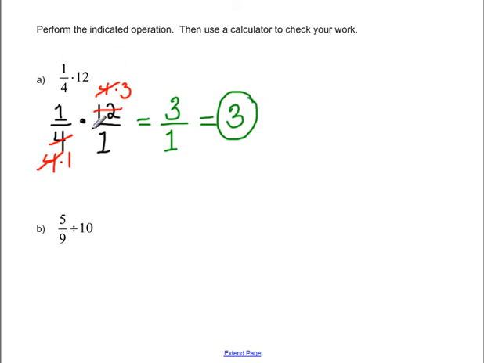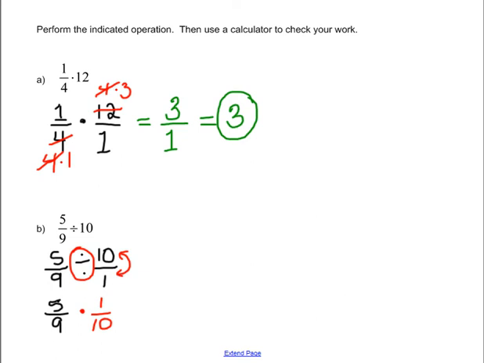In our second example, we again have a fraction and a whole number working together, so we want to start off by writing the whole number in fraction form. So we're going to have 5/9, and I'm going to leave the division for right now and just take a step to write that 10 as 10 over 1. Now that everything's in fraction form, I can change the division to a multiplication. 5/9, and remember we talked about what happens with division: the division becomes multiplying, and we multiply by the reciprocal. So we're going to multiply that by 1 over 10.